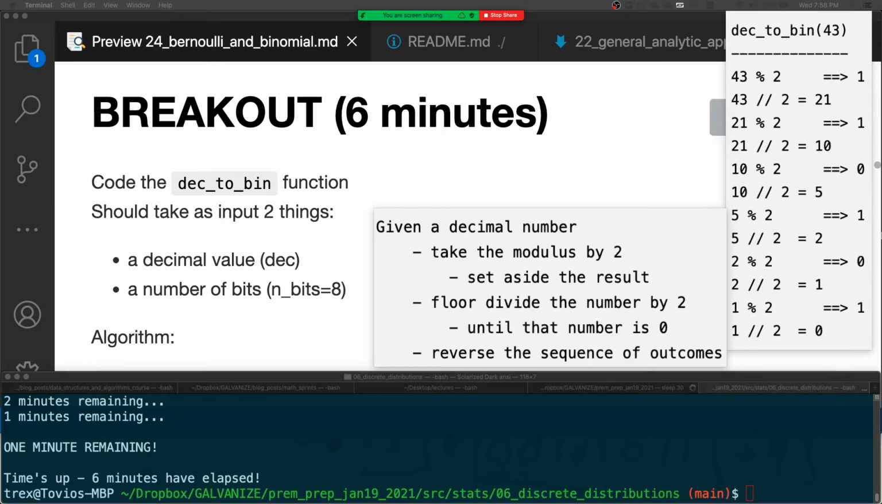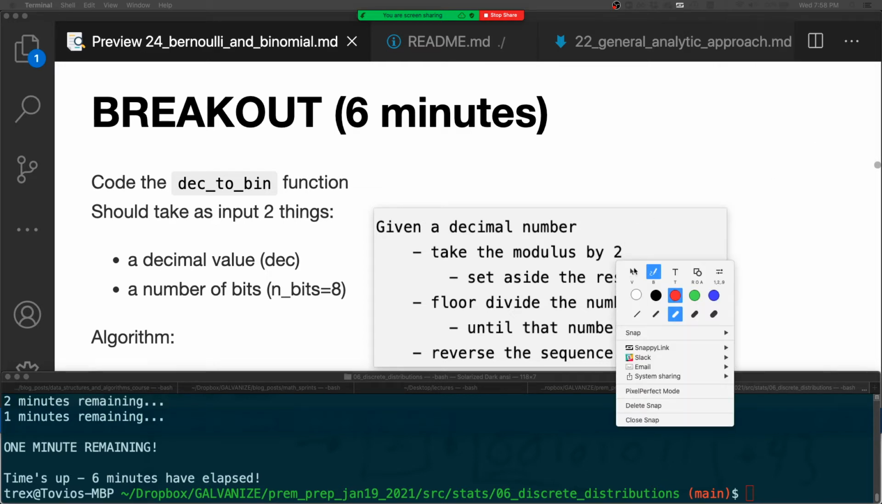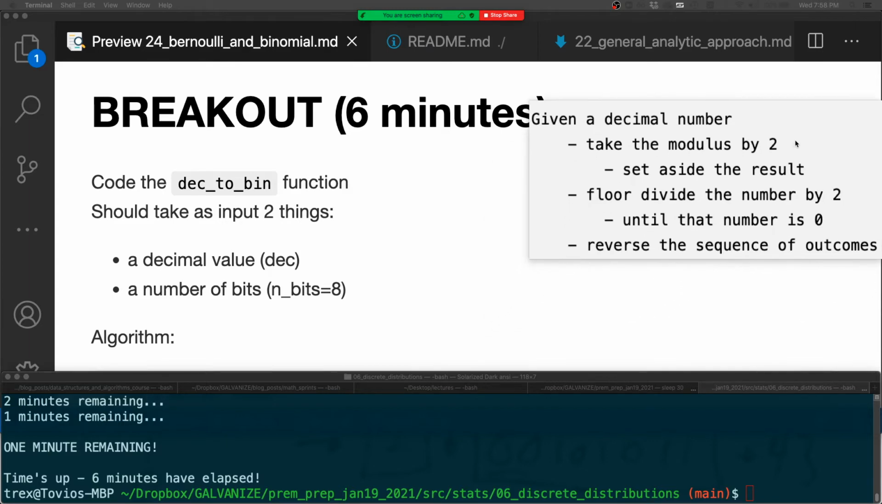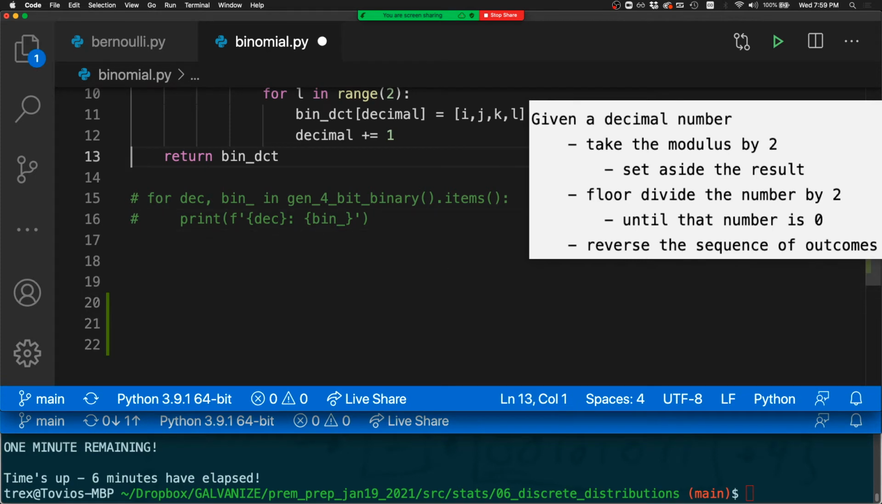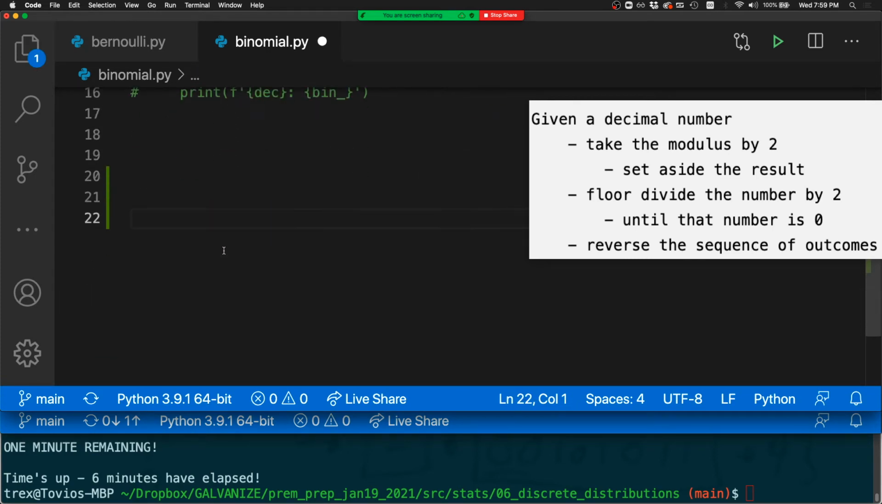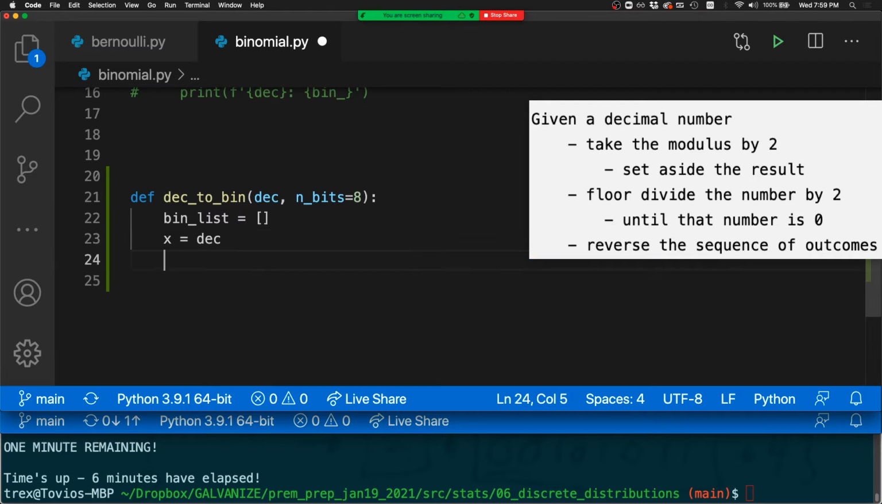All right, let's go through a solution of this. And I'll keep this up here. Maybe I'll give myself a little more space. There we go. So we're calling this dec to bin, with two parameters, the decimal value and some number of bits, which we're defaulting to 8. I'll just make a collector bin list, and I'm going to make a copy of dec because I'm going to be modifying it.